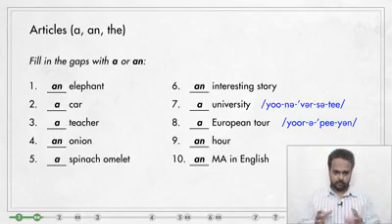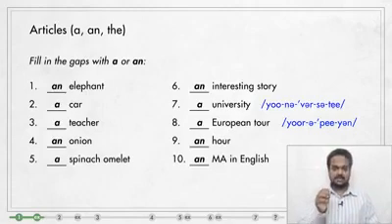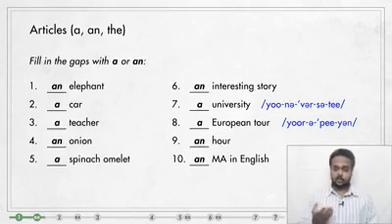We don't say university, we say university. So that first sound is a y sound, which is a consonant sound, so we say a university. Number 8 is similar. The word European starts with a y sound, so a European tour.